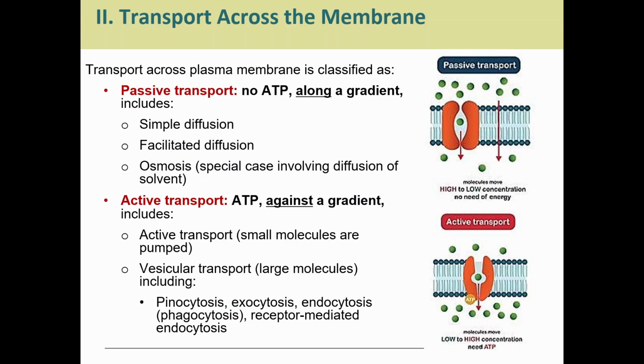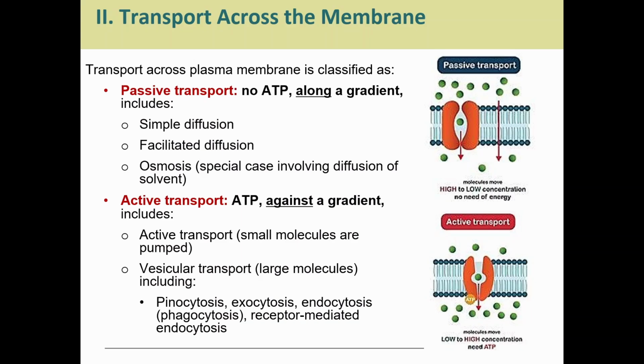Now, there are different ways we can transport things across a plasma membrane. We can do it either passively or actively. Passive transport does not require ATP. So it's basically free for the cell to do. It travels along a gradient, meaning we're going from a high concentration to a low concentration until we reach equilibrium. So that's what that means.